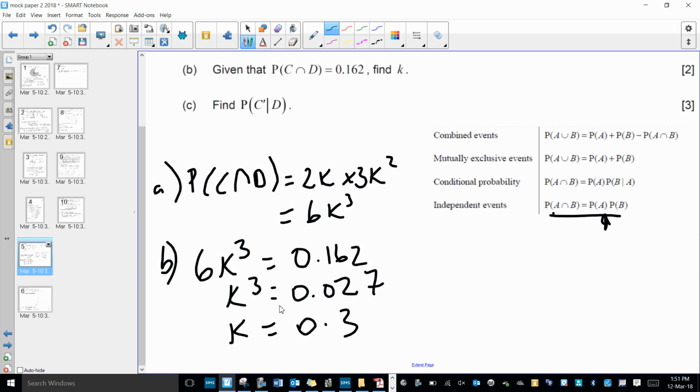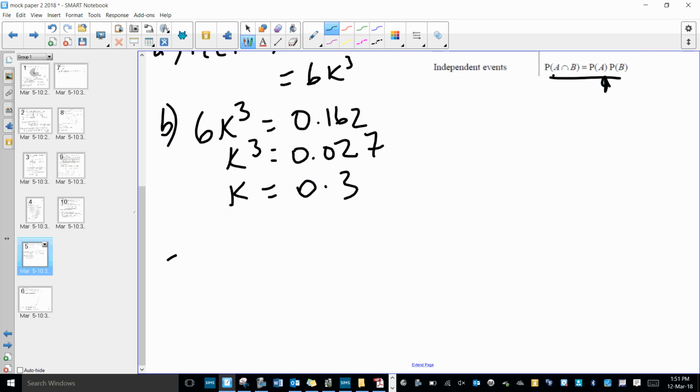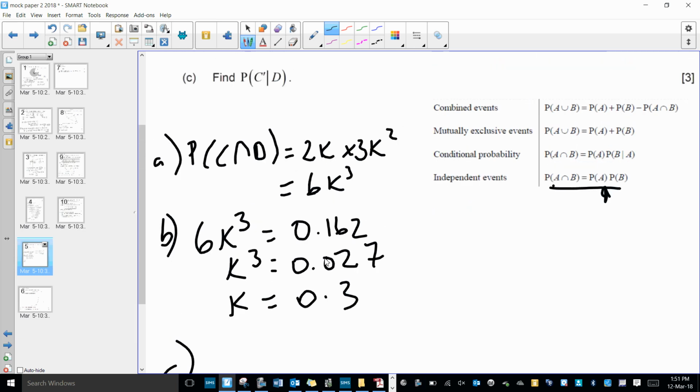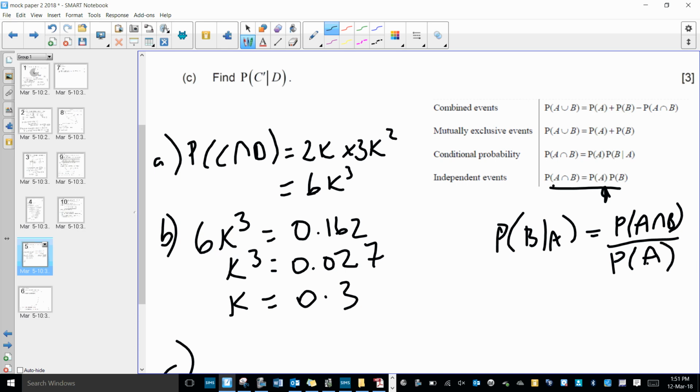Part C. So we're looking at conditional probability. So we're finding C dash given D. Remember, this is our conditional probability formula. If we were to rearrange this, we've got P of B given A would be P of A intersect B over P of A. So that would be our rearrangement. In our case, we've got P of C dash given D, so we would have P of C dash intersect D over P of D.